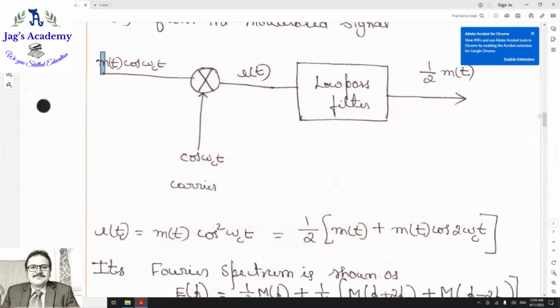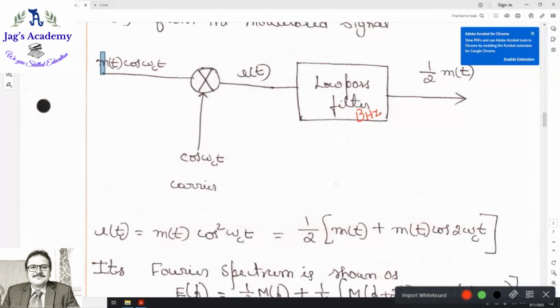After that, you pass it through a low pass filter. The cutoff frequency of this low pass filter is the frequency of the message signal, that is B hertz. That means it will keep signals with frequency below B hertz. All the frequencies above B hertz will be removed. Your carrier frequency is far more than this.